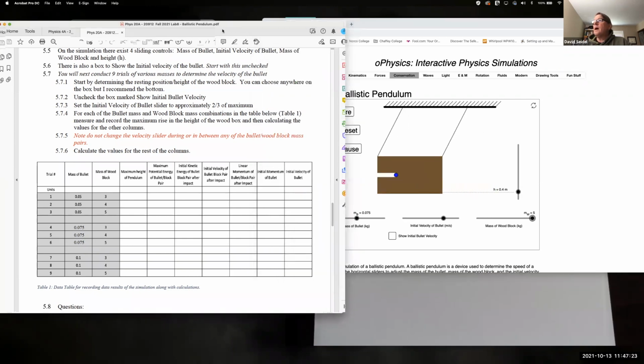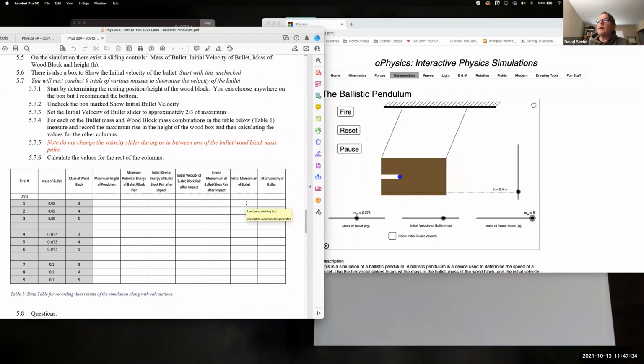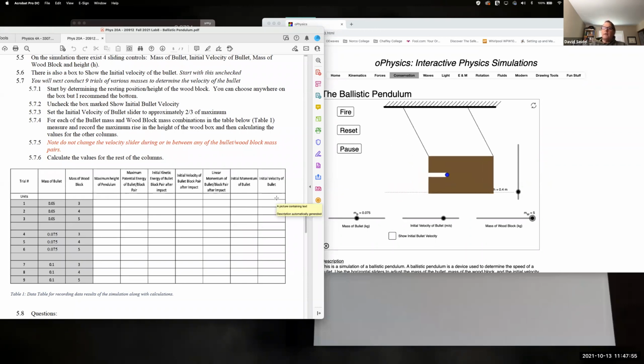Linear momentum of the bullet block pair after impact. Well, now that you got the velocity, you can get the momentum. That gives you the initial momentum of just the bullet. It has to equal the linear momentum of the bullet block pair after impact. They have to be equal. Okay. Then we can get from that momentum, now that we know the momentum and mass, we have the initial velocity of the bullet.